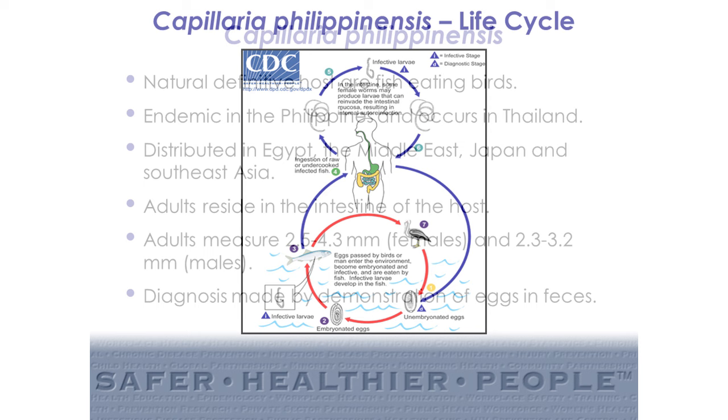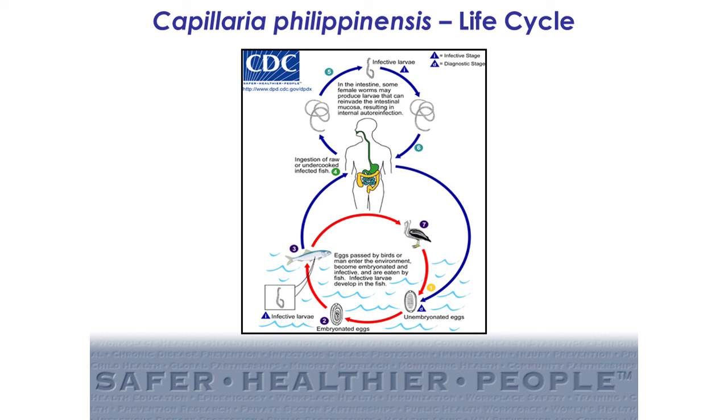The life cycle is rather simple because this is, like we mentioned before, a parasite of birds. When eggs are passed, they are not embryonated. They become embryonated when consumed by freshwater fish. When the eggs are eaten by freshwater fish, they mature, the larvae hatch and penetrate the intestine and migrate into the tissues.